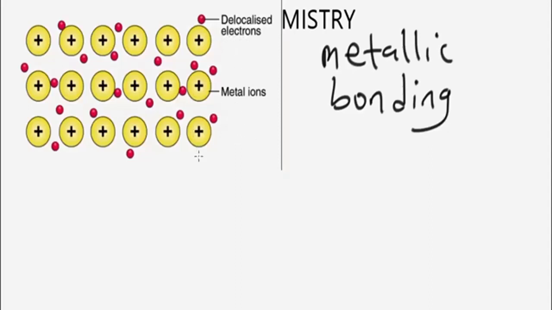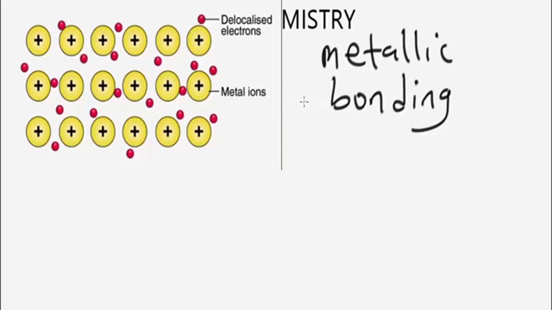Note again that metals consist of a giant structure, and the electrons in the outer shell of the metal atoms are delocalized. Very important. Now this delocalization basically means that the electrons are free to move around. There are strong forces of electrostatic attraction between the positive metal ions and the shared negative electrons. These forces of attraction hold the atoms together in a regular structure and are known as metallic bonding.